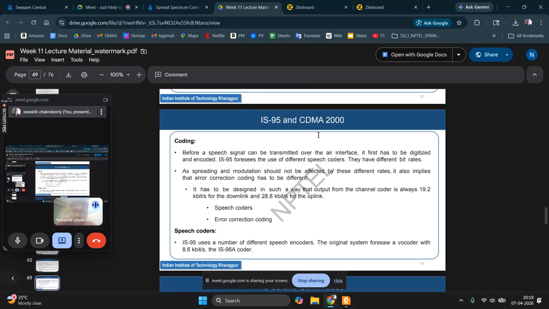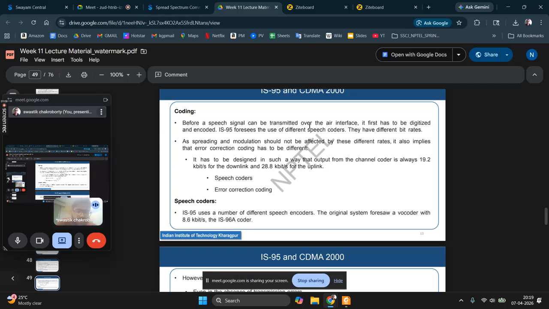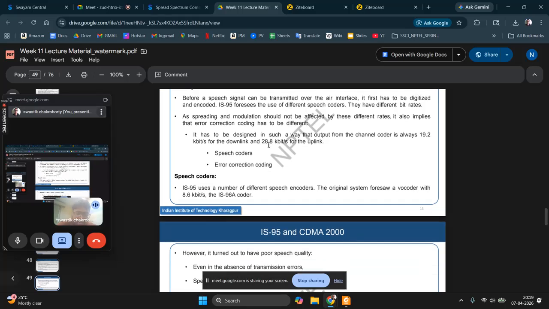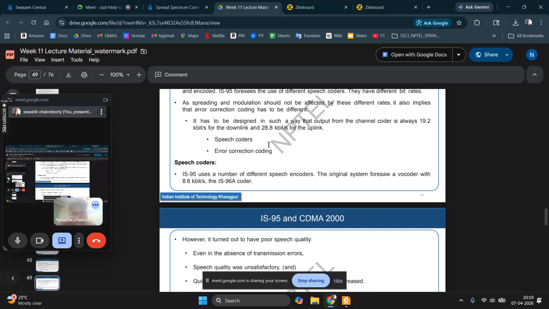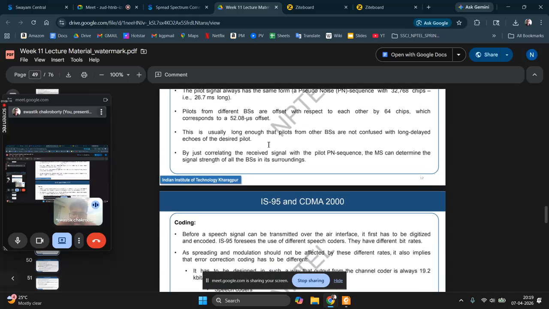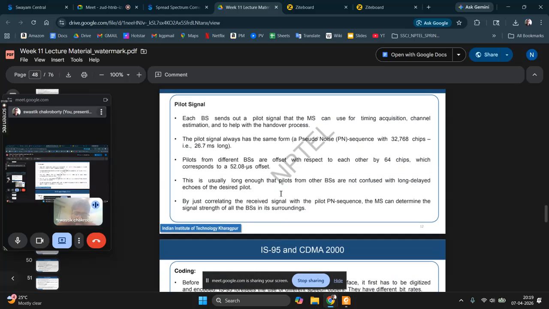Okay, coding. Before a speech signal can be transmitted over the air interface, it first has to be digitized and encoded. IS-95 foresees the use of different speech coders. They have different bit rates. As spreading and modulation should not be affected by these different rates, it also implies that error correction coding has to be different.